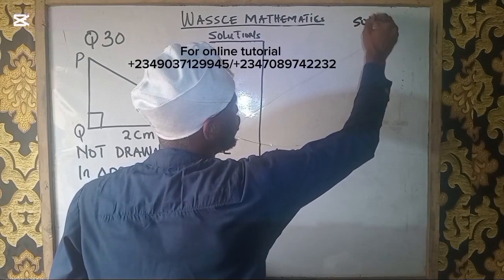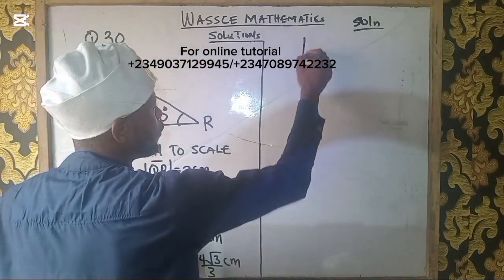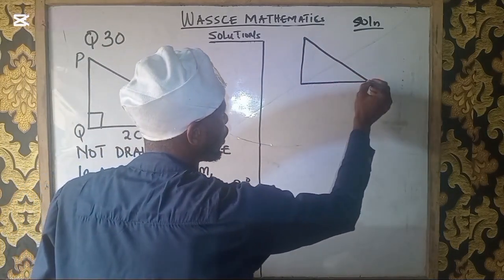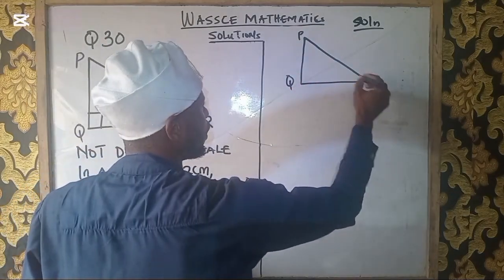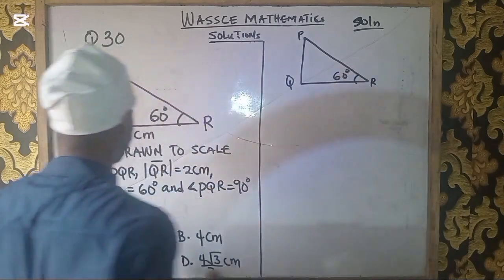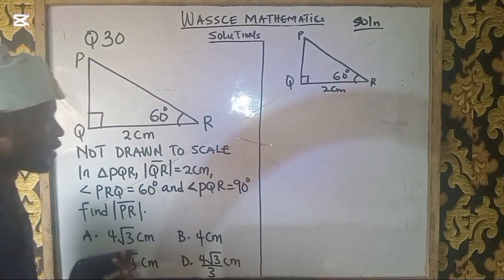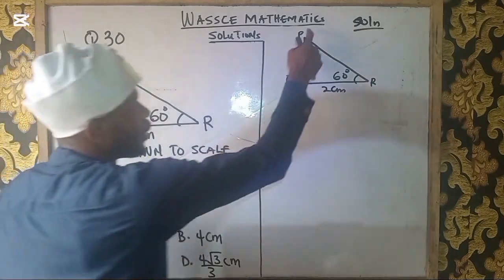All right, so we have the solution on the board. Now let me draw this diagram here again. Let me make it very short because of my space. We have P, Q, and R here, and the angle is 60 degrees. Then we have side 2 centimeters, and this is 90. Now our interest here is to find side PR, which is here from here to here.